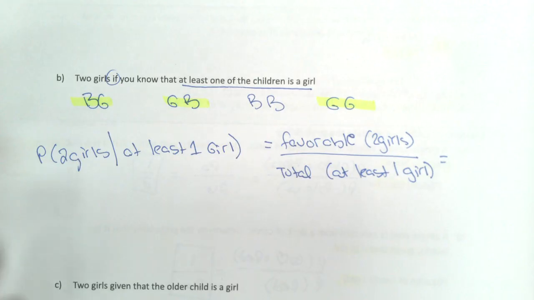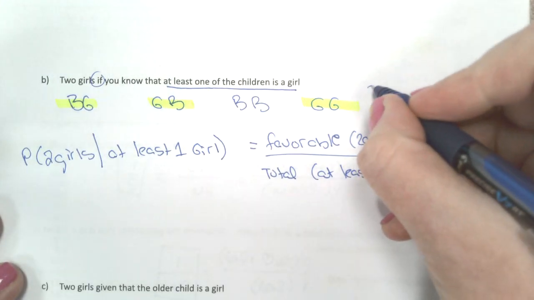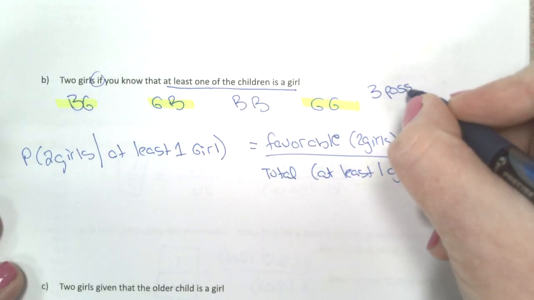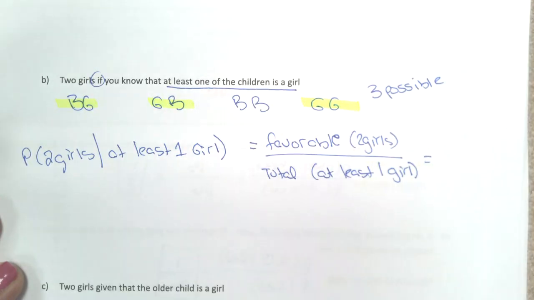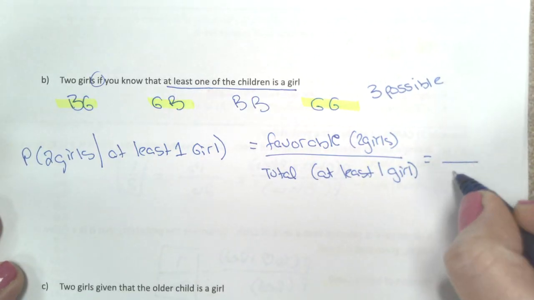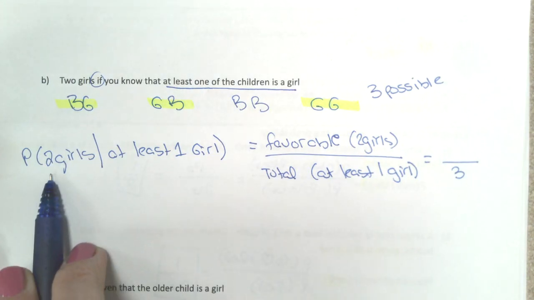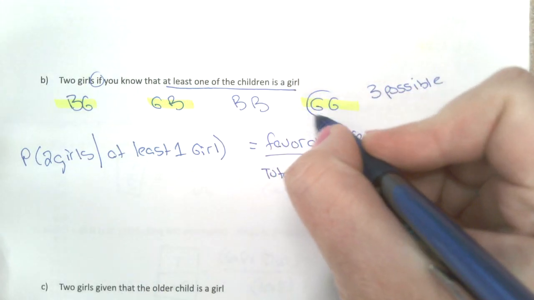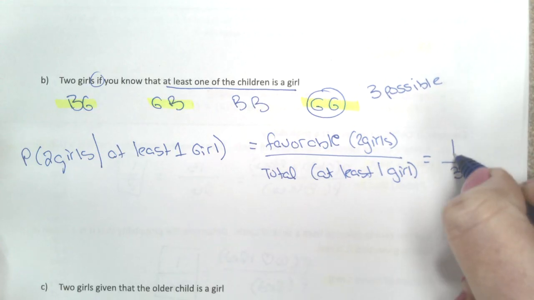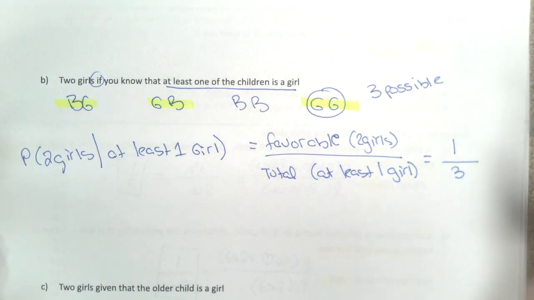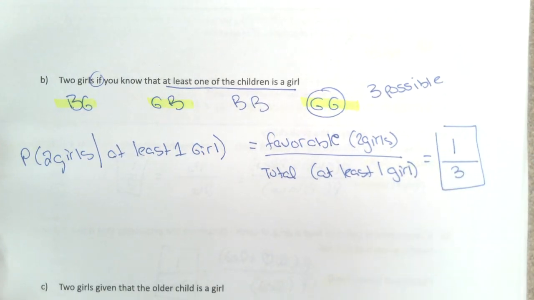When I look up here, they have a girl, they have a girl, they have a girl. So I have 3 possible outcomes with at least 1 girl. So that is my denominator. I want 2 girls, so there is only 1 favorable outcome there. So this probability is 1/3.